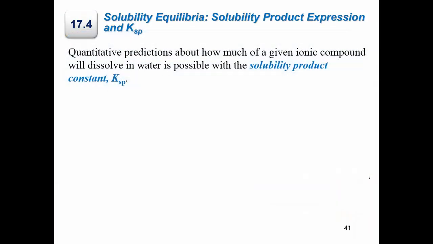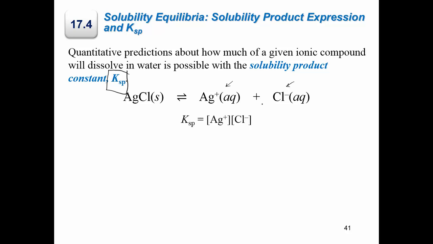Now, quantitative predictions about how much a given ionic compound will dissolve are possible, and that's using the solubility product, Ksp. Notice how all of these product constants are a K value. For example, something like silver chloride. Silver chloride is called an insoluble compound. The reality is a wee bit of it does solubilize. It's not so much that we can call it a soluble or even partially soluble compound, but it has a Ksp value associated with it.